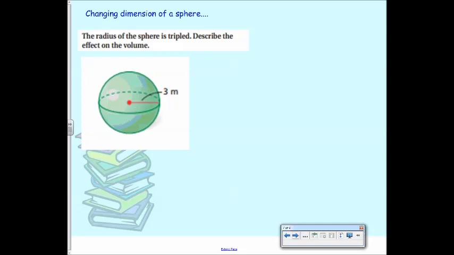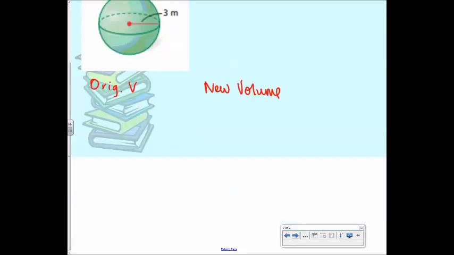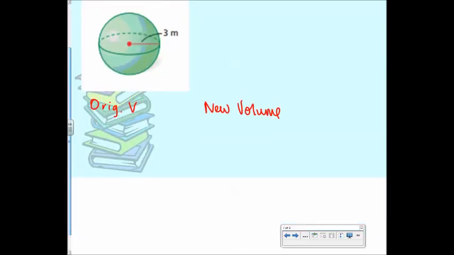Yep, okay. So the radius of the sphere is tripled. Describe the effect on the volume. So we need to do the original volume and the new volume. And it says the radius is tripled. So what's the radius originally? So then it would be 4/3 times 3 to the third times pi. And then our new volume would be 4/3 times what to the third? 9 to the third times pi. All right, so these two rows, this first row and second row, do this first one with 3. And these two rows do the second one with 9.